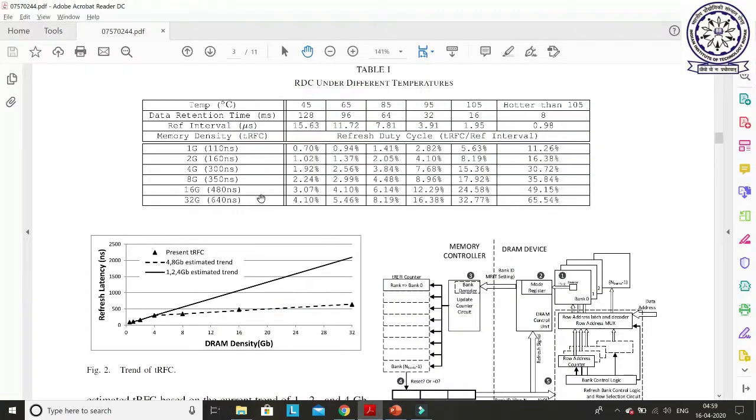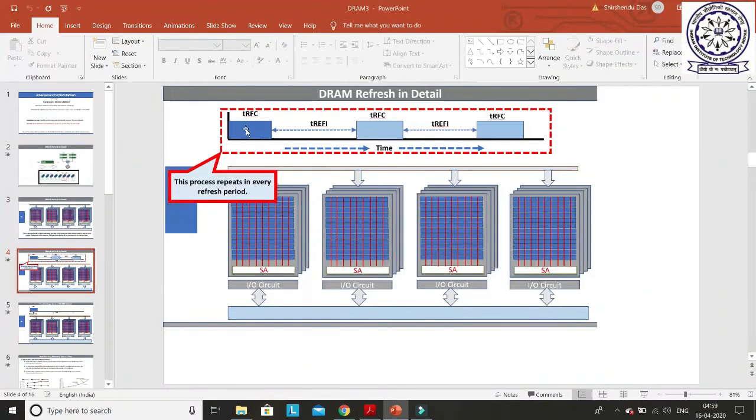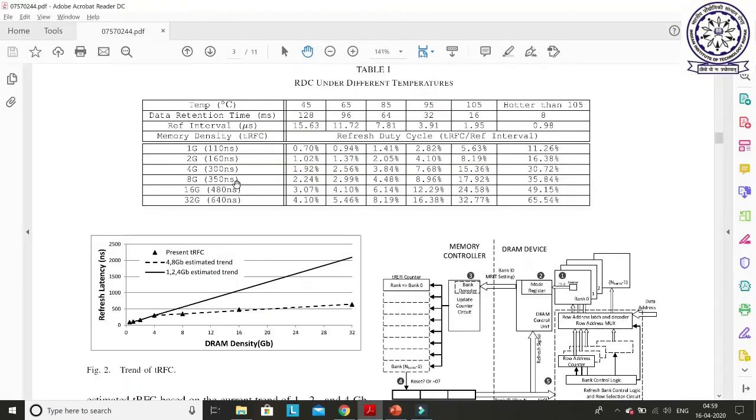You can see that at 45 degree temperature, the refresh duty cycle is tRFC divided by refresh interval. That means this parameter is the percentage of time required to refresh the rows during the refresh interval. For a 32 GB density, if the chip temperature is 45 degrees centigrade, then almost 4% time in each refresh interval is required just to refresh. That means in each refresh interval, 4% time the rank is blocked for refresh.